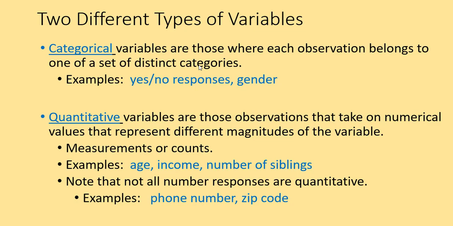Numbers that are not quantitative are like phone numbers and zip codes. Even though 29205 is a number, it does not have the same qualities as a quantitative variable. It's actually a category because it's the area. Same with the phone number. 8035156768 is not 1 less than 6769. So those are not quantitative even though they're numbers.